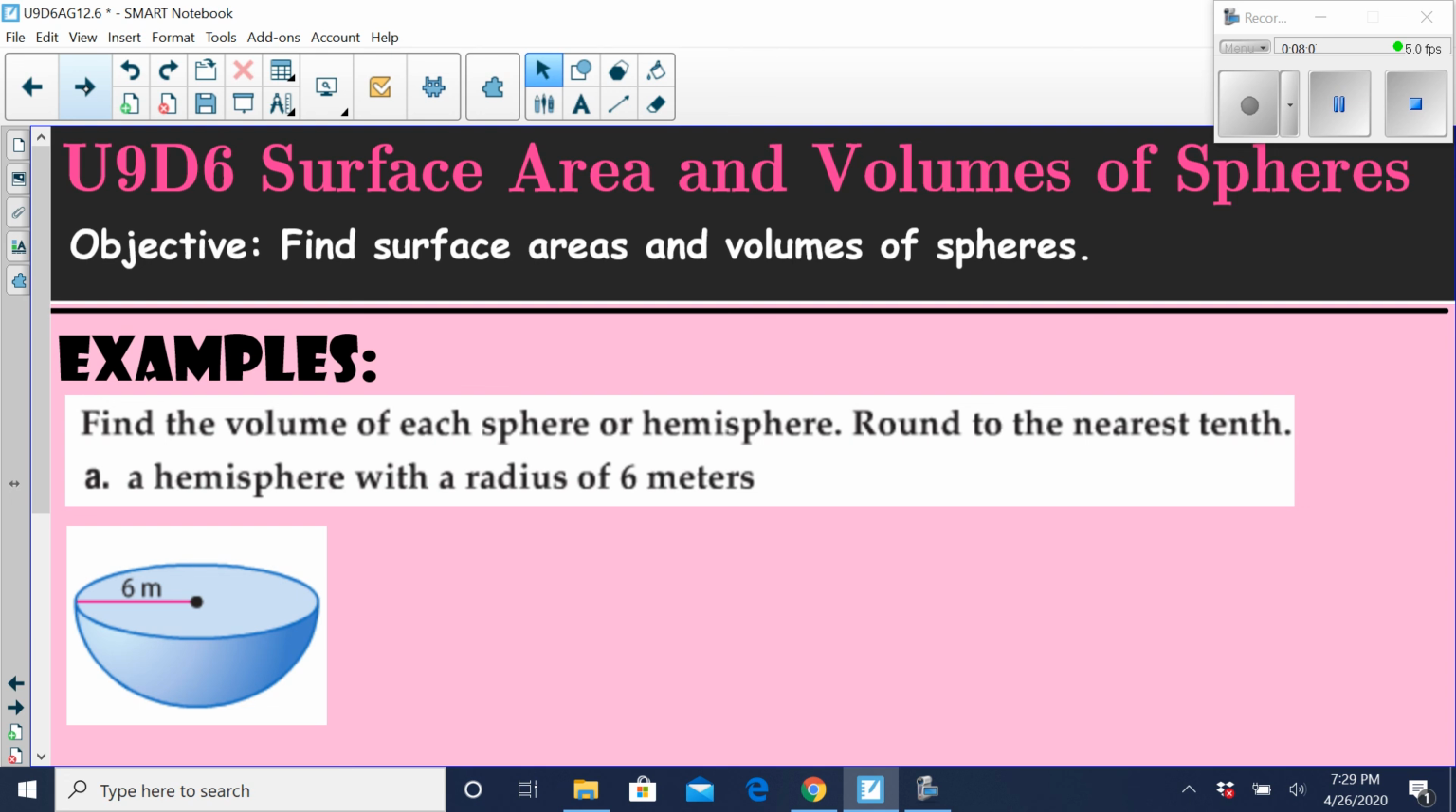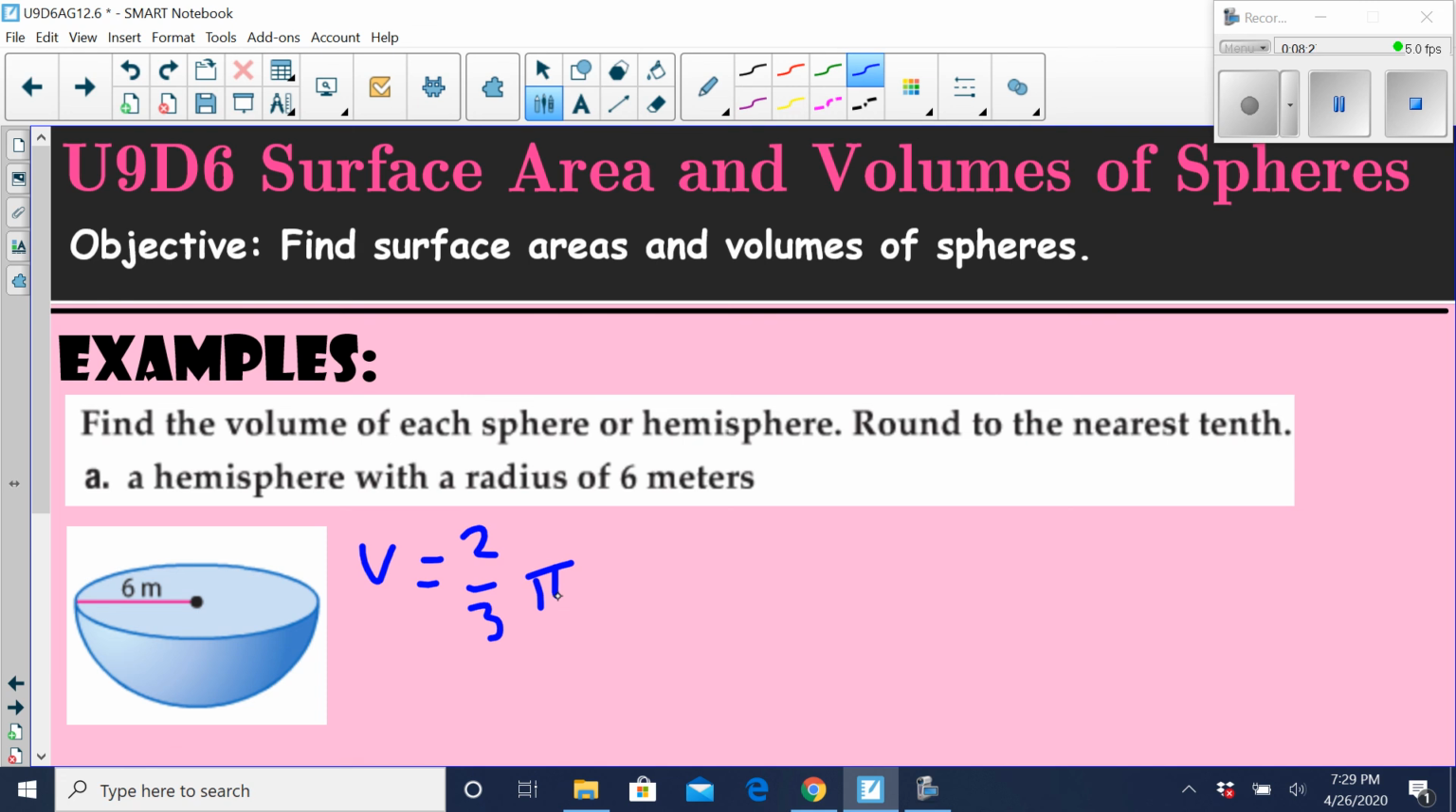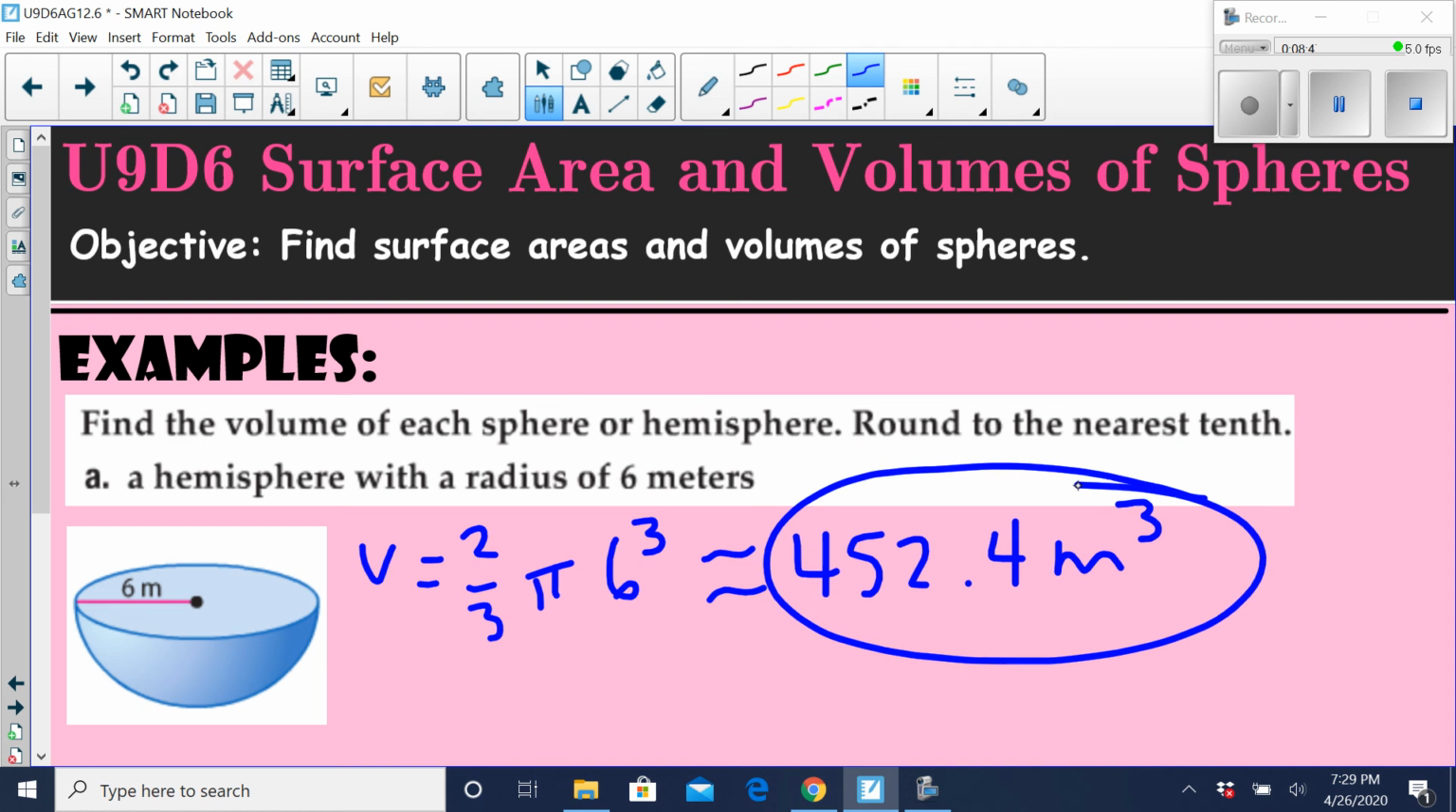Okay, so here's our practice with the volume of the hemisphere. It says, find the volume of each sphere or hemisphere, round to the nearest tenth. So this first one says a hemisphere with a radius of 6 meters. Okay, volume of a hemisphere, oops, need to grab my pen again. Volume of a hemisphere is 2/3 pi r cubed. So my radius is just 6, and then I cube it, okay? So if I plug it into my calculator, 2/3 pi times 6 to the 3rd, I end up with 452.4 meters cubed. And there's the volume of my hemisphere.